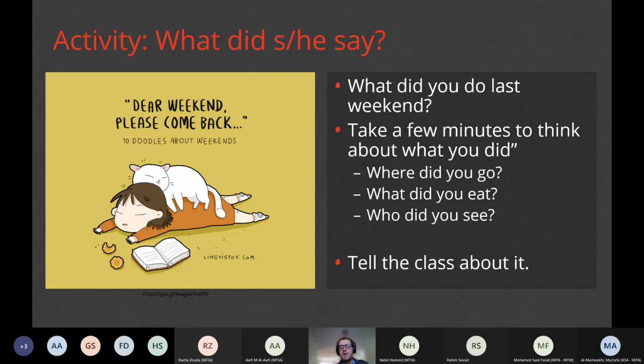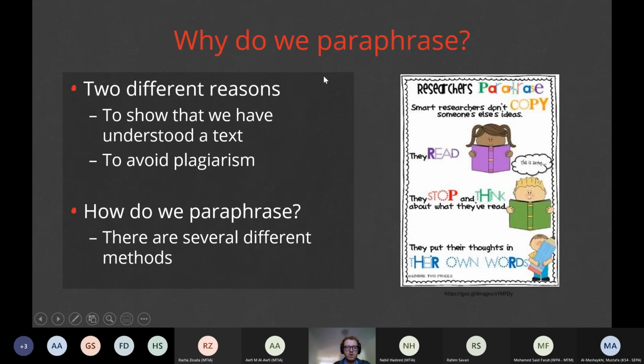We will do a paraphrasing activity. First, I'll put you in groups of 3, and I want you to ask this question: what did you do last weekend? When you think about your answer to this question, please think carefully about where you went, what you ate, or what you saw, so you can provide sufficient detail.